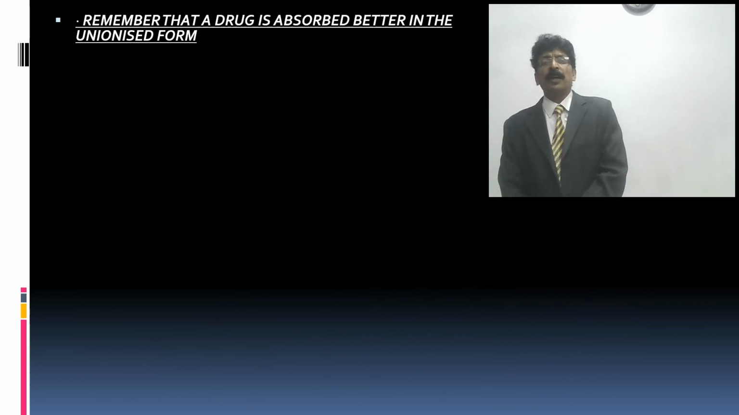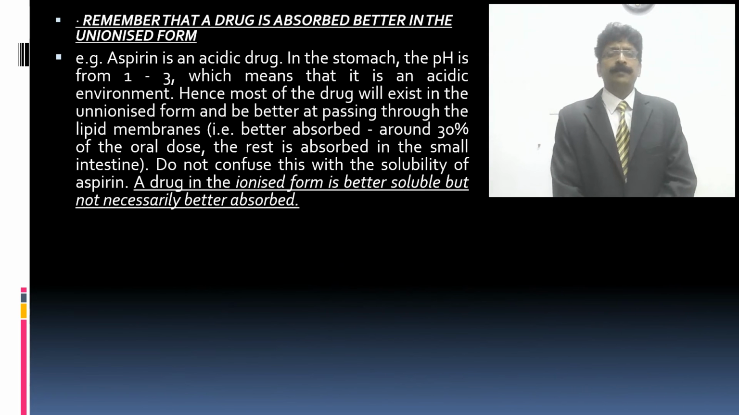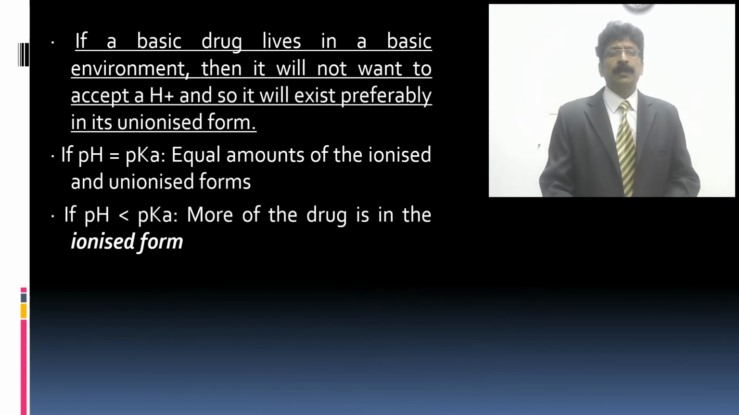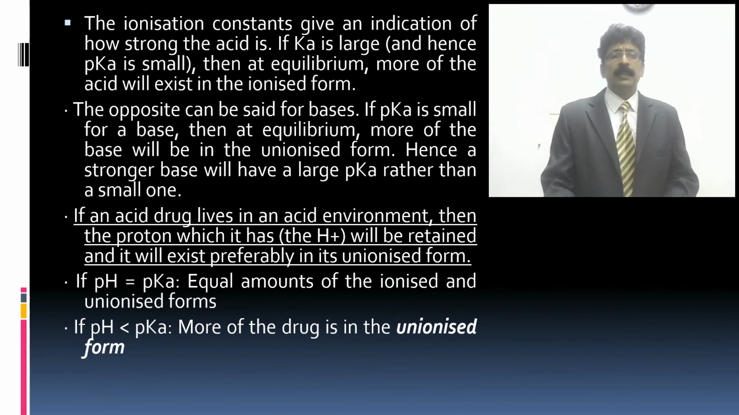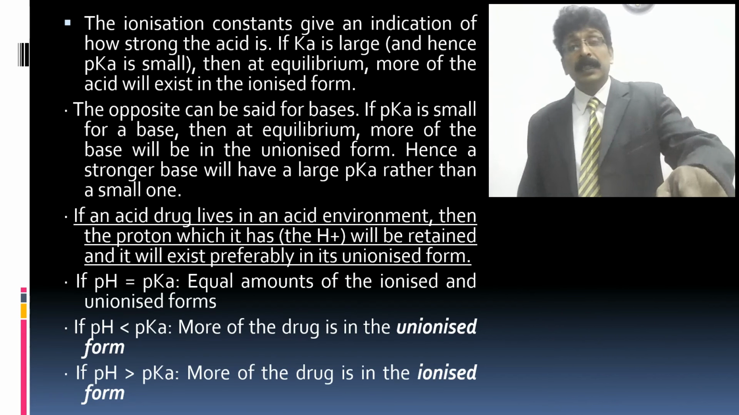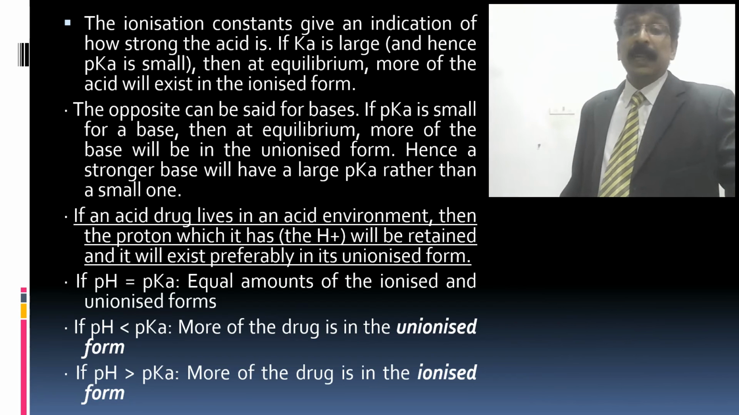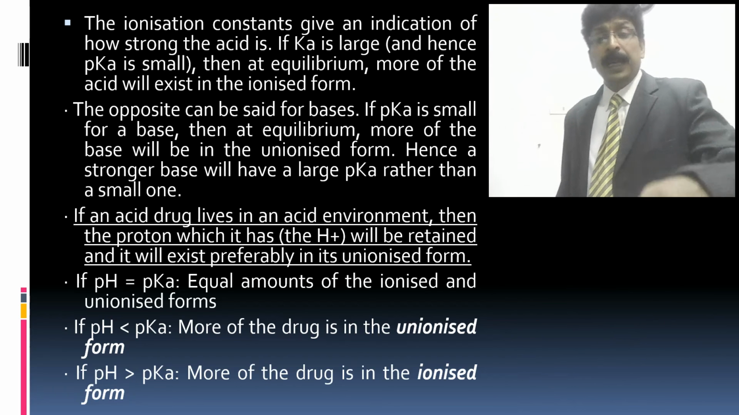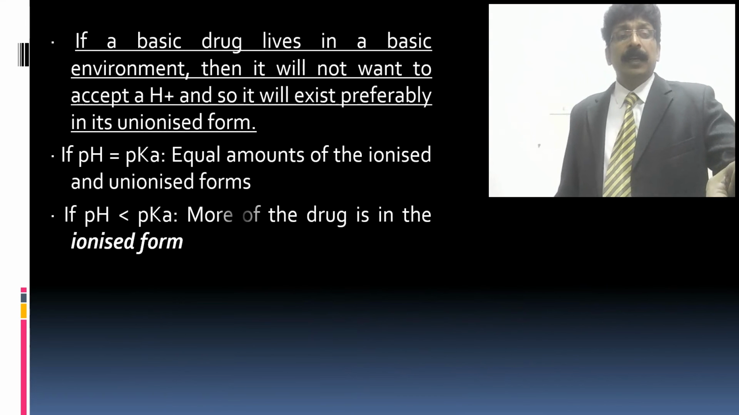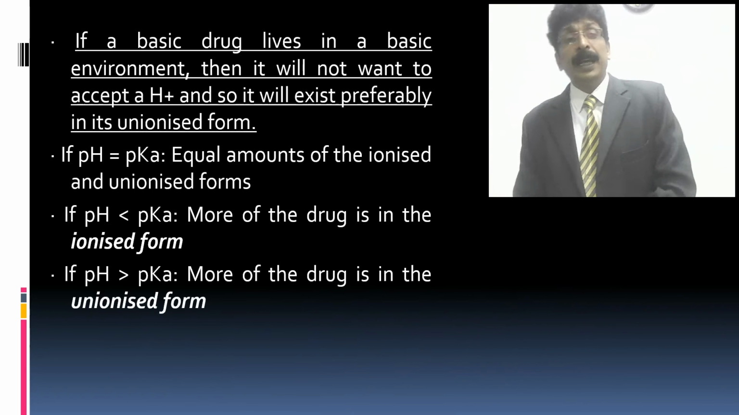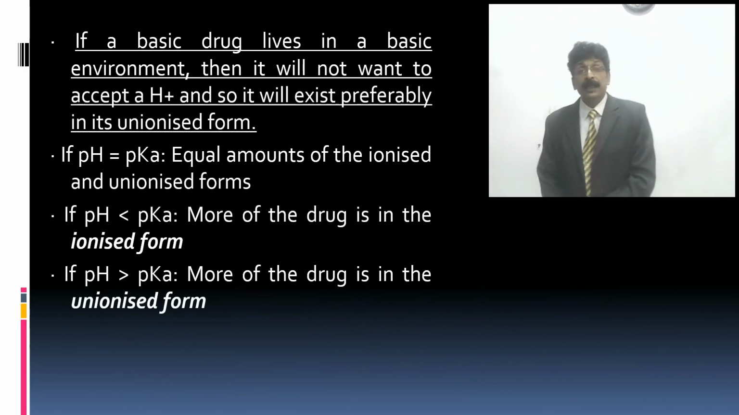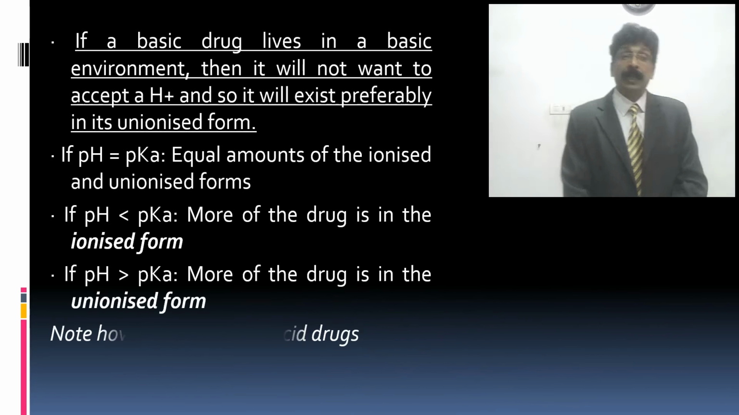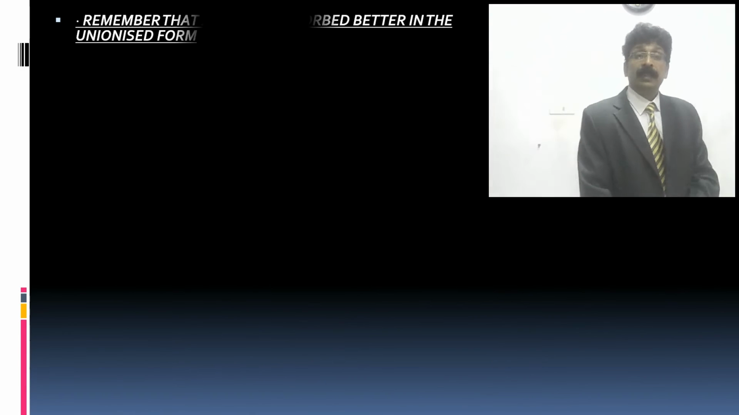So when you come to aspirin, here we have to confirm these two very clearly. This is for a basic drug, this is for an acid drug. For an acid drug, when pH is less than pKa, it is in the unionized form, and when pH is more than pKa, it is in the ionized form. But for a basic drug, when pH is less than pKa, it is in the ionized form, and when pH is more than pKa, it is in the unionized form. That is the difference which you have to note.